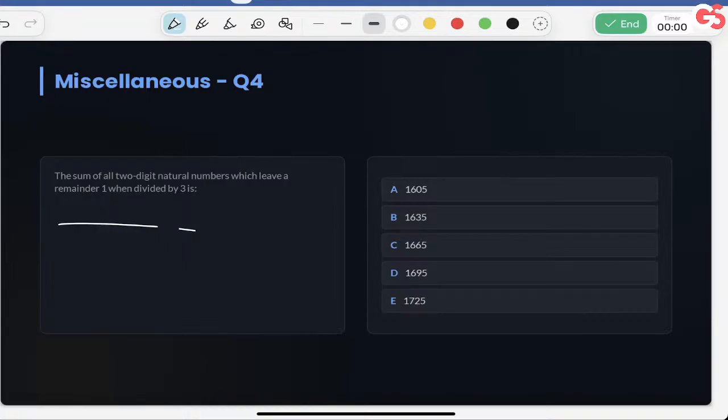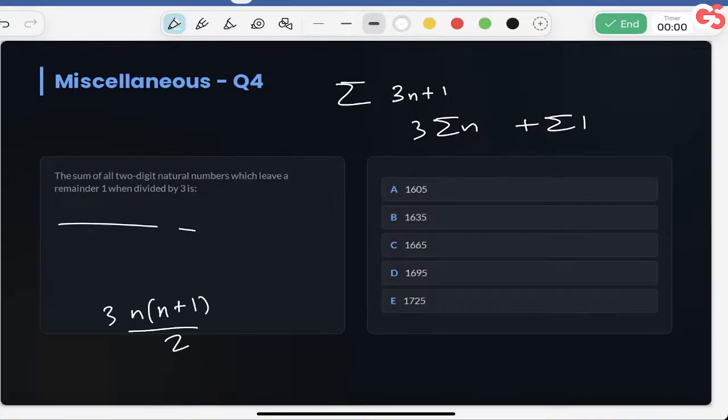Sum of two-digit natural numbers which leave remainder 1 when divided by 3 is. ये तो सिंपल सवाल है, फटाफट कर दो इसको. 3n plus 1 का समेशन करना है. Because 3 sigma n plus sigma 1 is equal to 3 times n into (n plus 1) by 2 plus n.